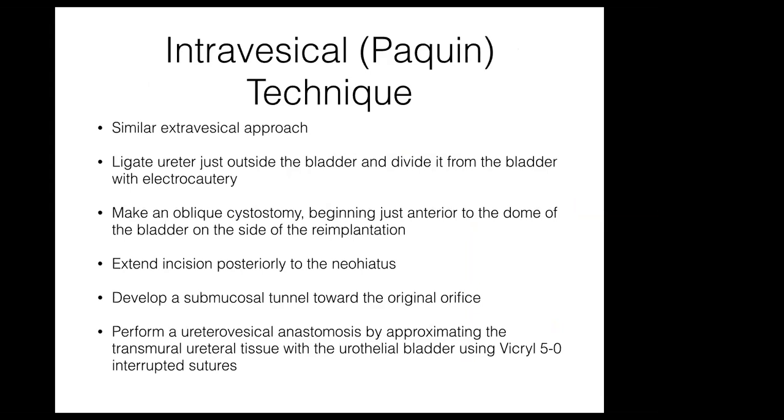Next is the intravesical or the Paquin technique, which is similar to the extravesical approach. So in this technique, you ligate the ureter just outside the bladder and divide it from the bladder with electrocautery. You then make an oblique cystostomy, beginning just anterior to the dome of the bladder and on the side of your reimplantation. You extend the incision posteriorly to the neo-hiatus, and then you develop a submucosal tunnel towards your original ureteral orifice. You then perform your ureterovesical anastomosis by approximating the transmural ureteral tissue with the urothelial bladder using Vicryl 5-0 interrupted sutures.